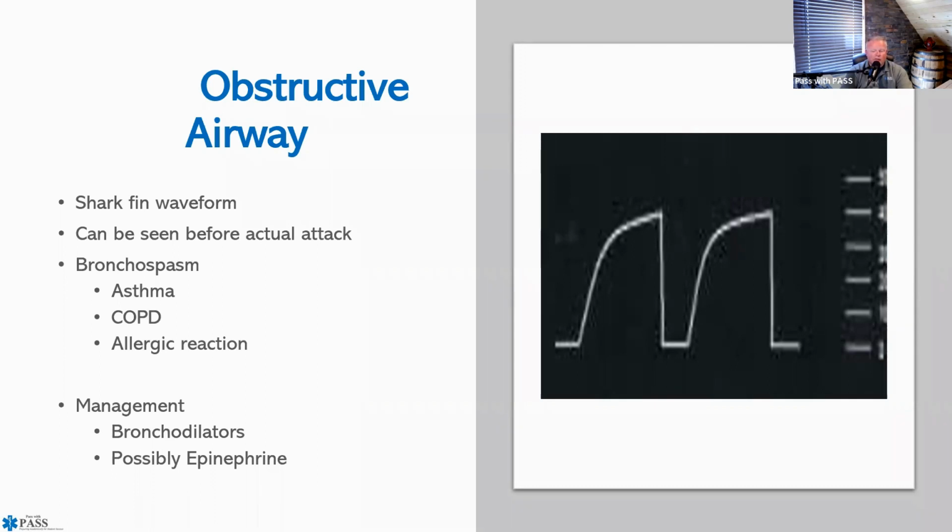Remember, epinephrine has both alpha and beta effects. The beta effects that we're going to get from epinephrine, beta 2 primarily, is going to end up giving us that bronchodilation that we're actually looking for.